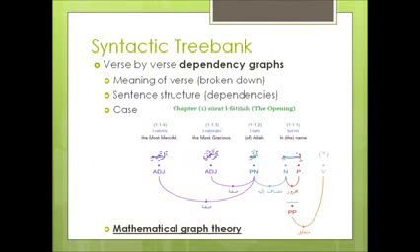The syntactic treebank maps out the entire grammar of the Quran by linking Arabic words through dependencies. The linguistic structure of verses is represented using mathematical graph theory. The annotated corpus provides a visualization of Quranic syntax using dependency graphs.